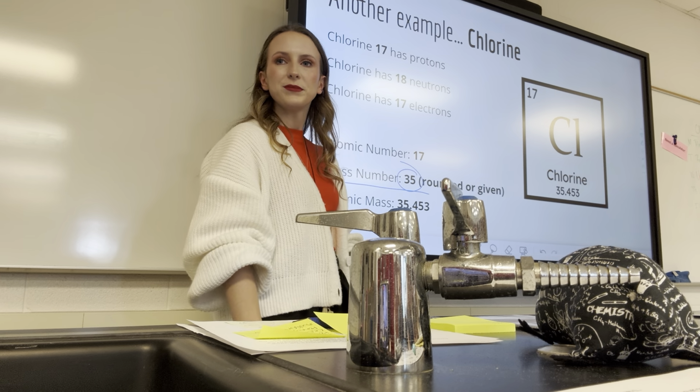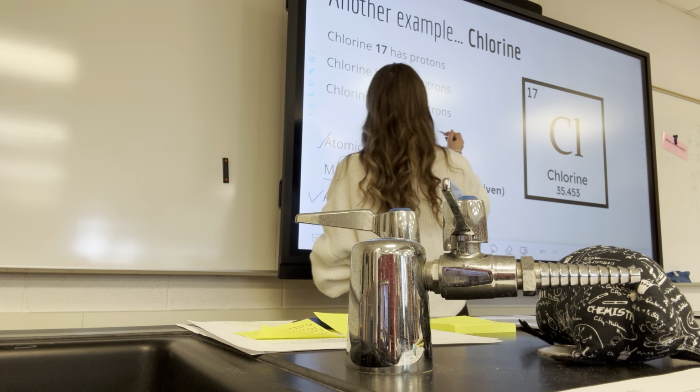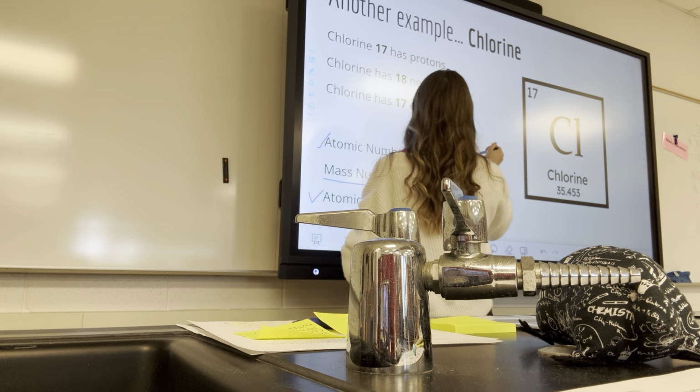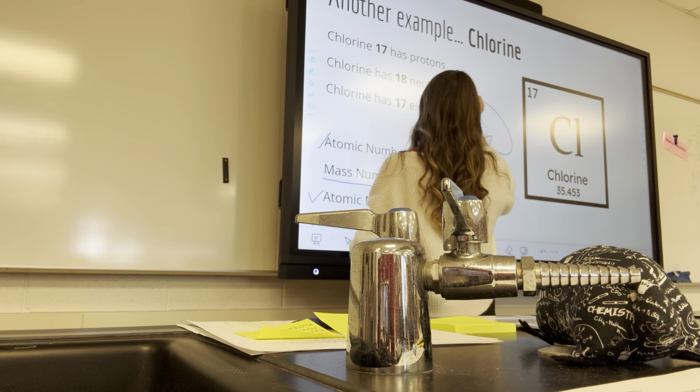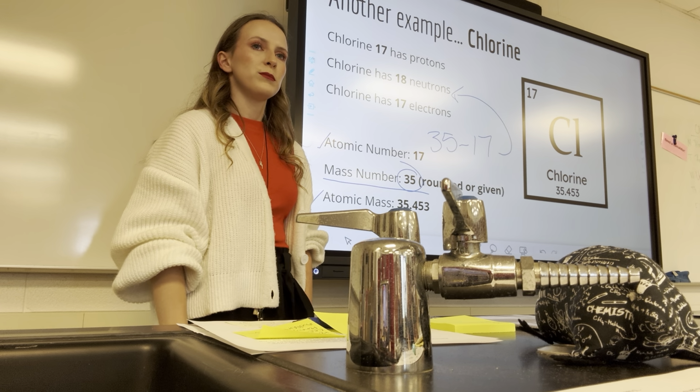Ashley. Mass number minus the atomic number. Yeah. 35 minus 17, which gives us 18 neutrons. Simple as that.